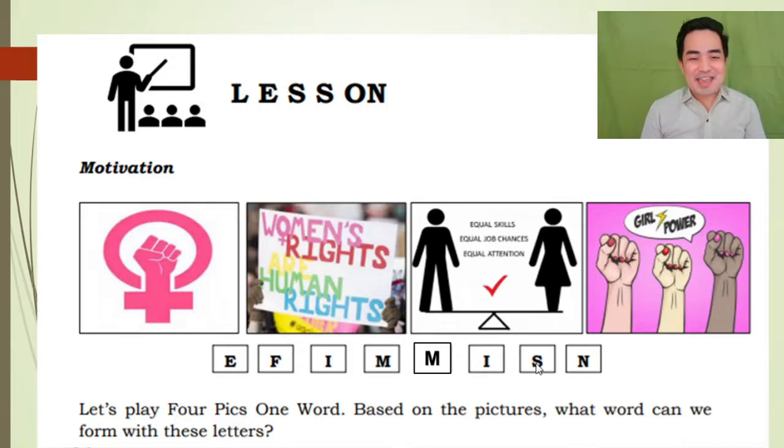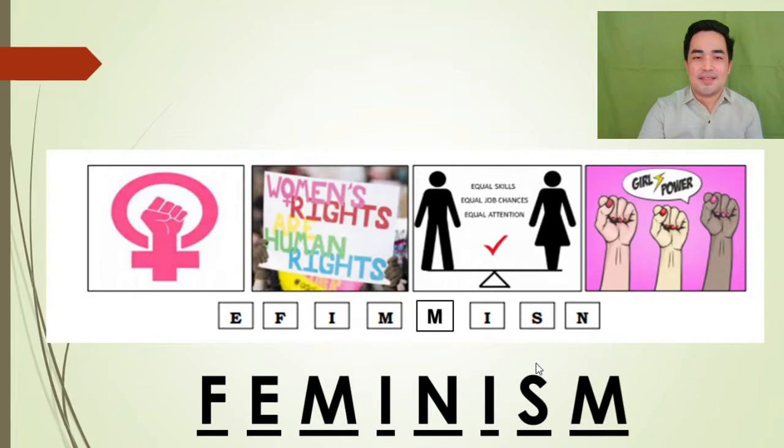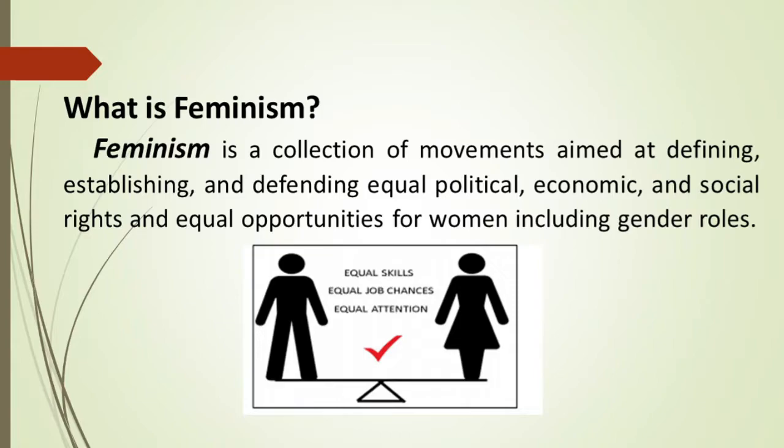Now, let's have a game. This game is entitled 4 Picks 1 Word. I'm sure everyone is familiar with this game. Please look at the pictures on your screen, together with the letters inside the boxes. E, F, I, M, M, I, S, and N. Based on the pictures, what word can we form with these letters? That's right, feminism. This episode focuses on this lesson, feminism.